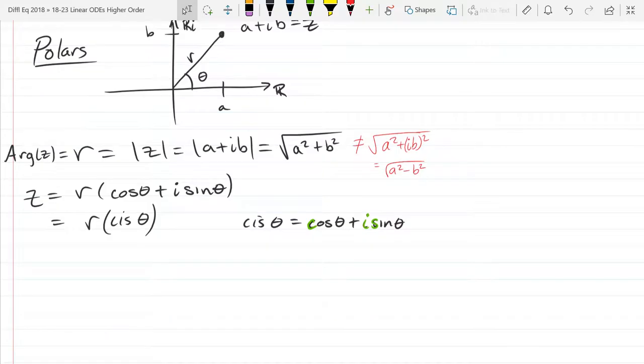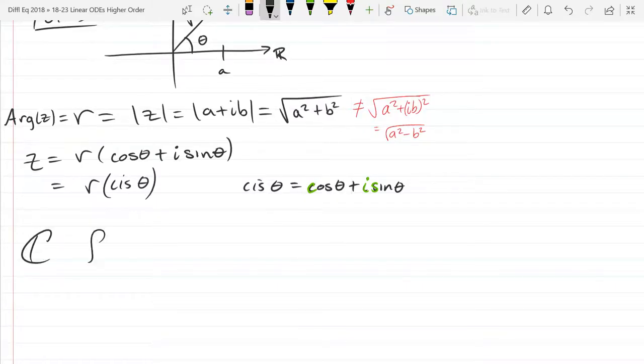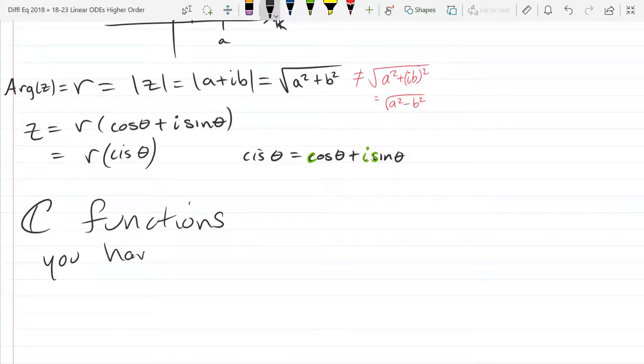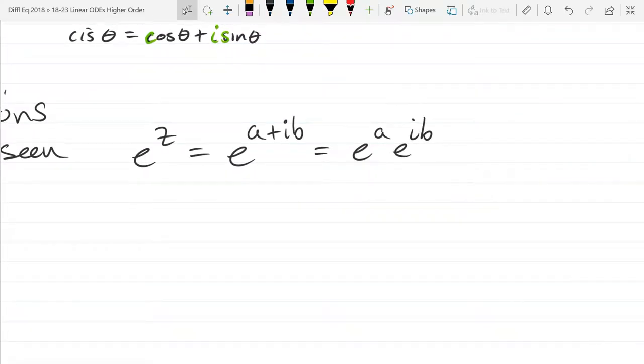All right, so let's talk about complex functions. I don't think we've gotten really much into that before. So we'll start with one of the only complex functions you've really seen. It's good to start in a place you know, and then go to places you haven't been to from there. So e to the z is e to the a plus ib. I'm going to use the algebra rule. This is e to the a, e to the ib. In this form, you have seen a function like this before.